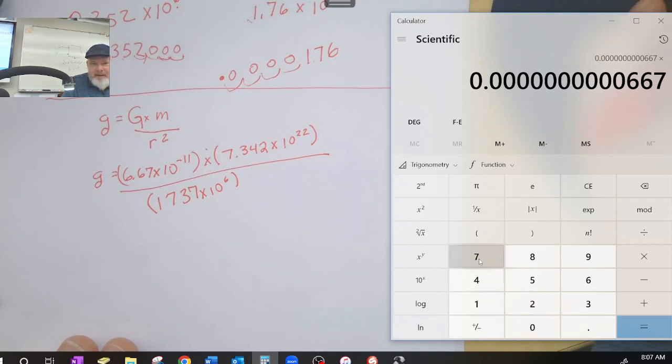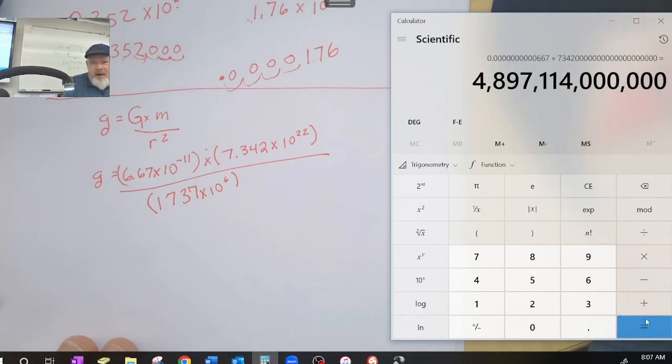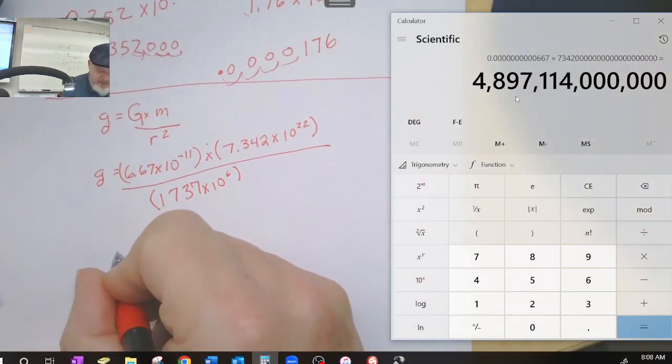the mass of the planet, 7.342 times 10 to the 22nd power. We can leave that positive. And we get this number. So far I've not figured out how to get Windows to tell me what the exponent is, so I'm going to have to figure out where to put the decimal point because I don't want to write all those numbers out on my paper.